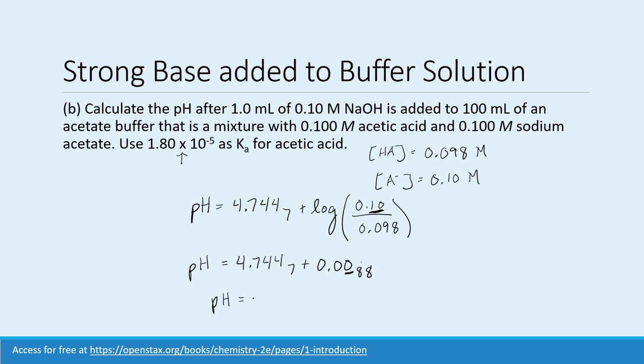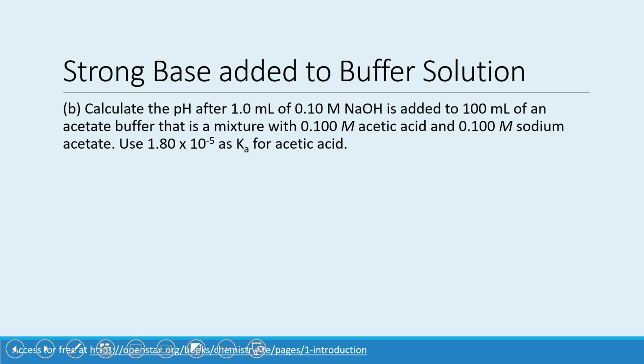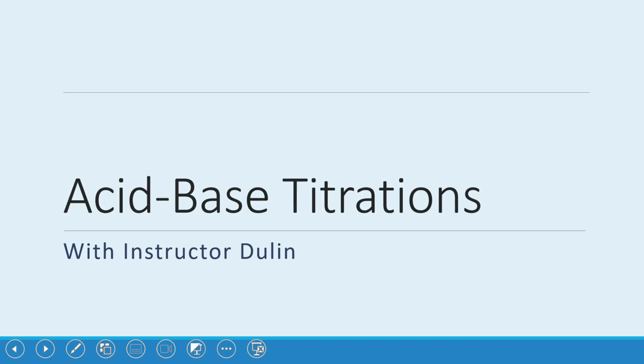And we want to keep the 8s until we're done so that we can see the pH changes, and that gives us 4.75 out to 2 decimal places. Right, so we saw a very slight change from 4.74 to 4.75. Okay, and that ends our topic on buffers. The last video series for acid-base equilibria will be the acid-base titrations.